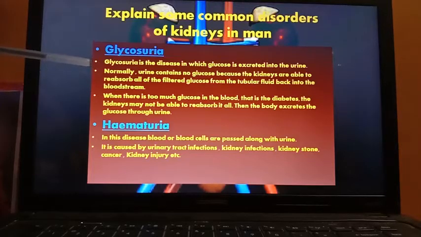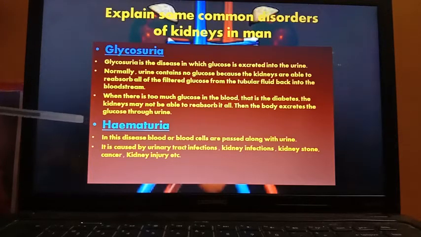Normally, urine contains no glucose because the kidneys are able to reabsorb all of the filtered glucose from the tubular fluid back into the bloodstream. When there is too much glucose in the blood, that is in the case of diabetes, the kidneys may not be able to reabsorb it all. Then the body excretes the glucose through urine. So this is known as glycosuria.